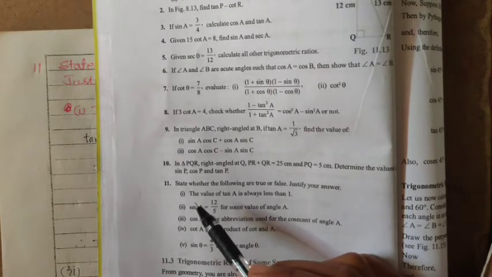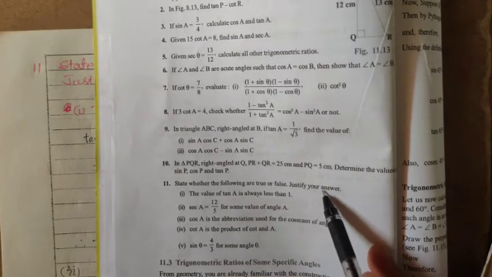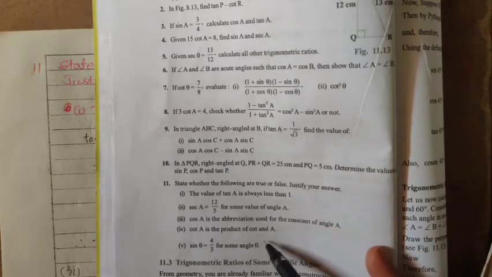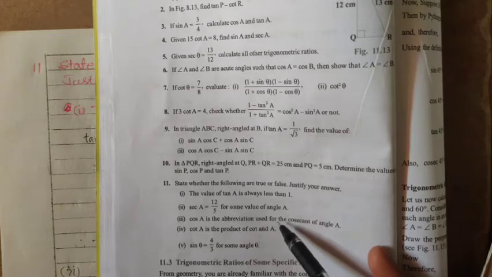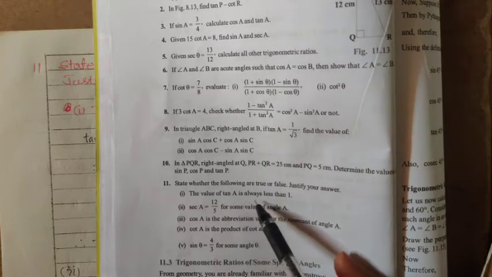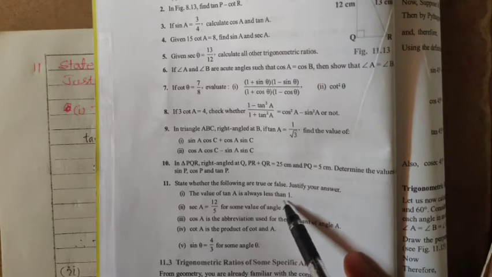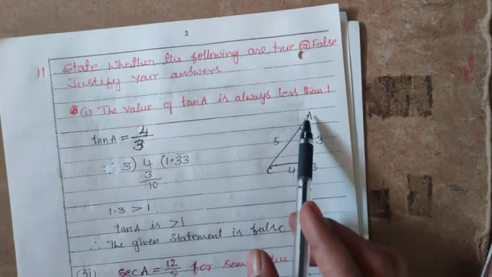Students, now let us discuss the 11th question. State whether the following are true or false. Justify your answers. Here the 5 questions are given. You can say whether it is true or false. Okay, the first question is, the value of tan A is always less than 1.